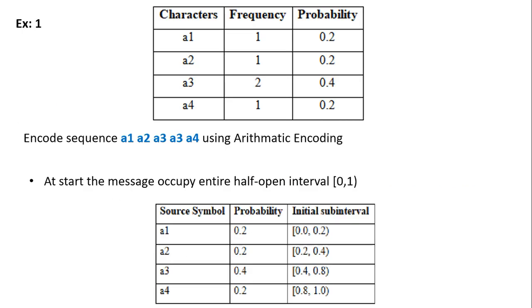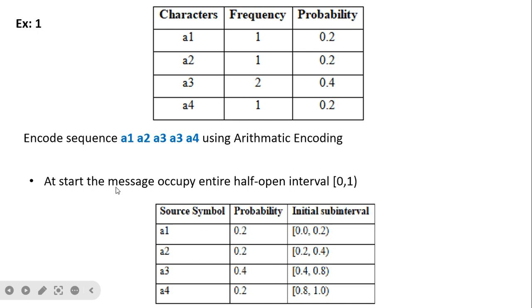Now we will start with the example. Four characters are given: A1, A2, A3, A4. The file contains these four characters, and the frequencies of their occurrence are 1, 1, 2, 1, and the probabilities are 0.2, 0.2, 0.4, 0.2. This is given in the problem statement. This is the original table, and based on that we need to perform arithmetic encoding for a particular sequence. Our sequence is A1, A2, A3, A3, A4. We need to encode this sequence using arithmetic encoding, and A1, A2, A3, A4 have these frequencies and probabilities.